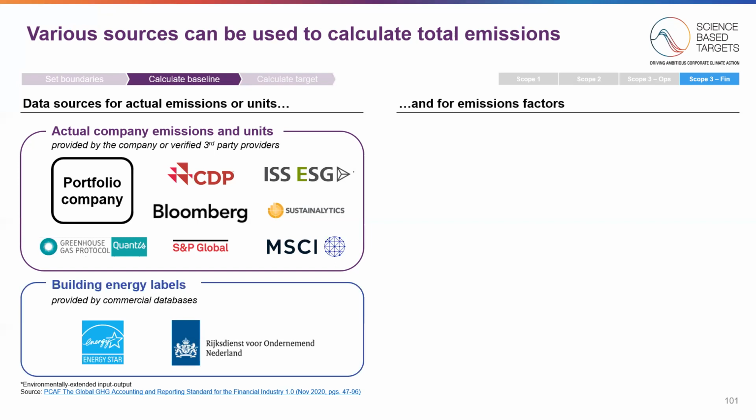Similarly, there may be sector-specific labels as well, such as Energy Star in the US or building classification systems that are used in the Netherlands. Once business-level units have been accessed, financial institutions can then look to emissions factors.